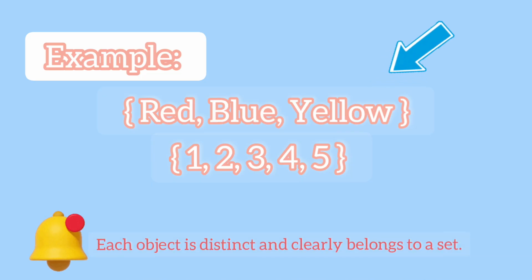For example, we can have a set of primary colors: red, blue, and yellow. Or the set of the first 5 positive integers: 1, 2, 3, 4, and 5. Notice that each object is distinct and clearly belongs to a set.